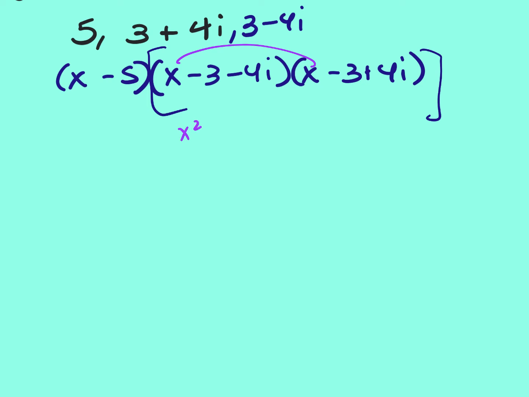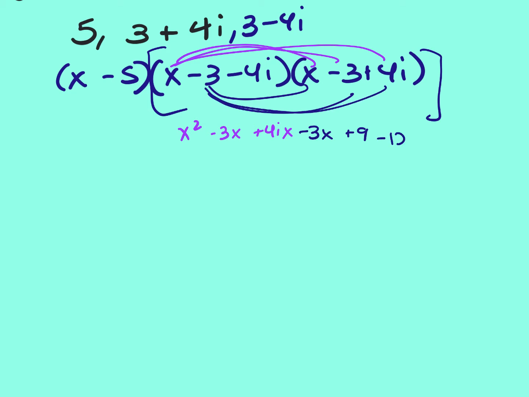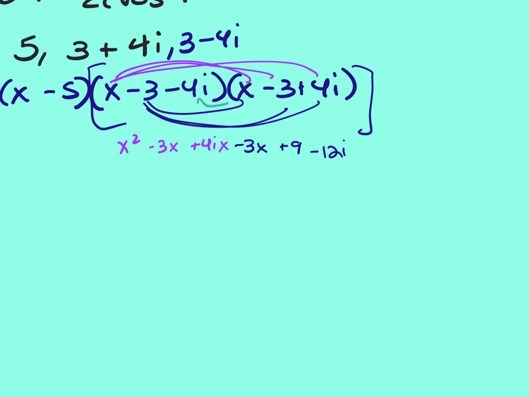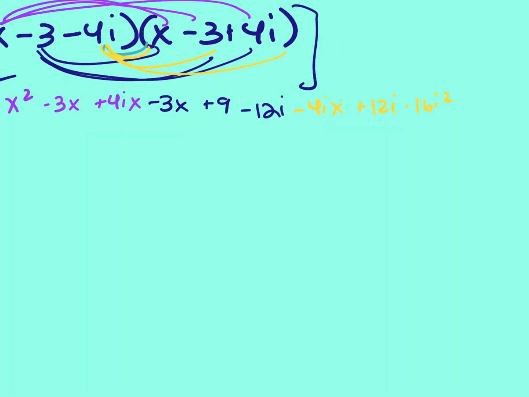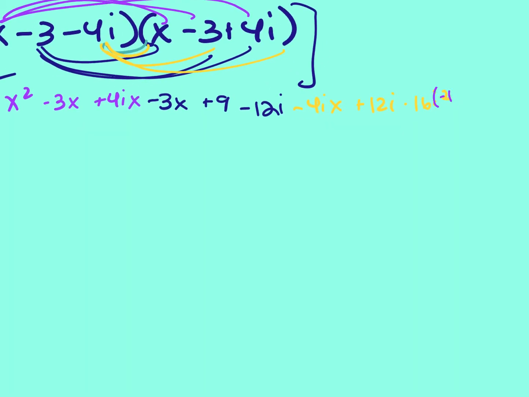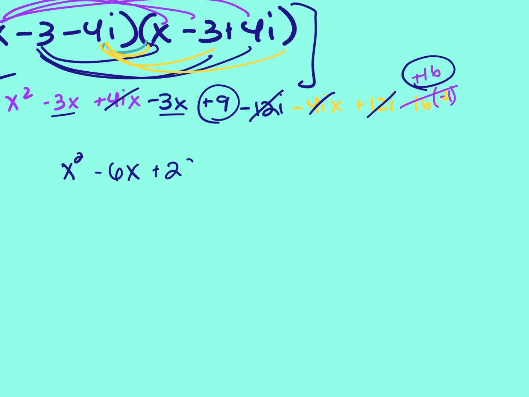Okay, this is x times x or x squared, x times negative 3, x times positive 4i, and then go to the next one. Negative 3x, positive 9, negative 12i, and then go to the last one. Negative 4ix, positive 12i, negative 16i squared. The i squared becomes a negative 1, so this becomes a positive 16. And then you want to make sure that the i terms cancel out. If they don't, then you already did something wrong. You want to check it now. So positive 4ix and negative 4ix cancel. Negative 12i and positive 12i cancel. I get x squared, negative 3 and negative 3 is negative 6x, and then positive 9 and positive 16 is positive 25.